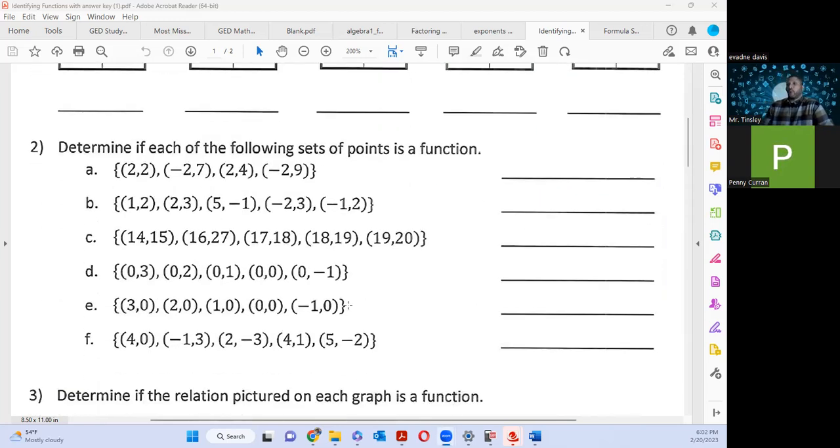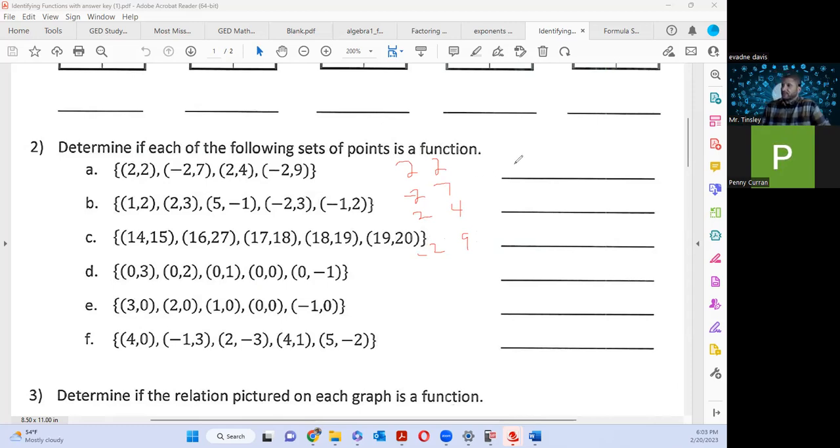How about if they give it to you as a point? Let's just do the first three. Is A a function? Not a function. Why? The twos repeat. So the only difference is they're giving you the same information. The first way they gave it to you in the table, the second way in points. So this set of points can also be written as a table: 2, 2; minus 2, 7; 2, 4; minus 2, 9. So the 2's repeat and the minus 2's repeat. So it's not a function.